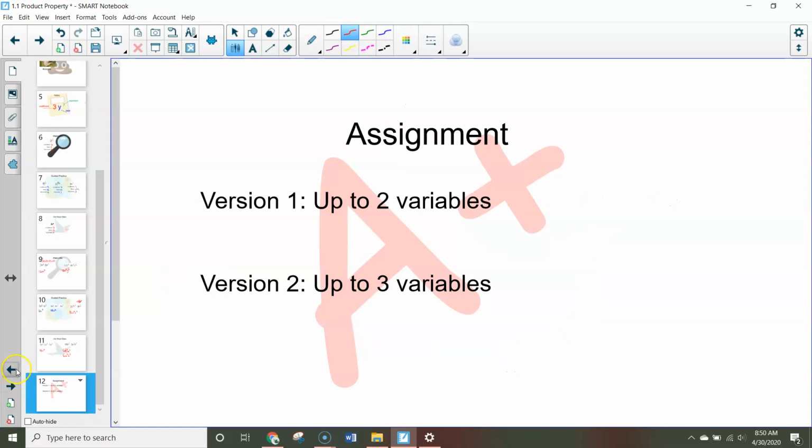Okay, so today's assignment, on version 1 there's up to 2 variables like we did in our lesson today. On version 2 there are a couple problems that have 3 variables, so instead of just a and b, it'd be a, b, and c. So go ahead and pick the assignment you want to do and go ahead.